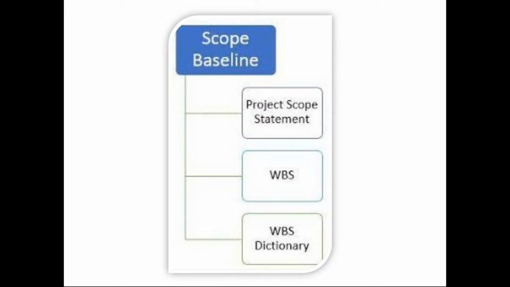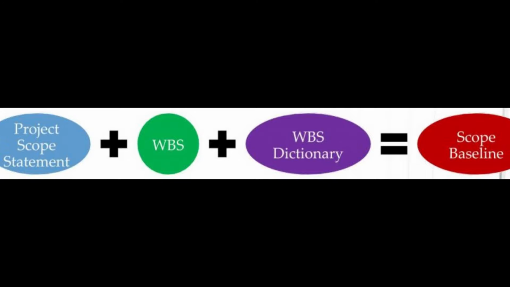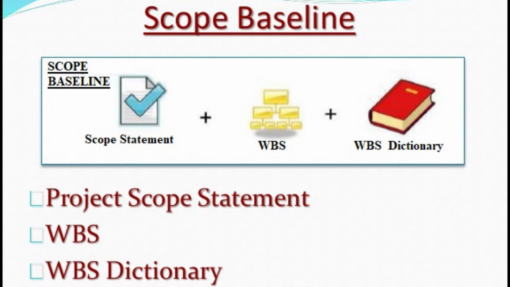Scope baseline is a component of the project management plan. A scope baseline is a part of the project plan. It defines the agreed goals, deliverables, and scope of the work of a project. It documents the agreement of the relevant stakeholders and gives the project a work structure as well as guidance in the day-to-day work. The scope baseline includes the project scope statement, work breakdown structure, and WBS dictionary, as shown in the slide.